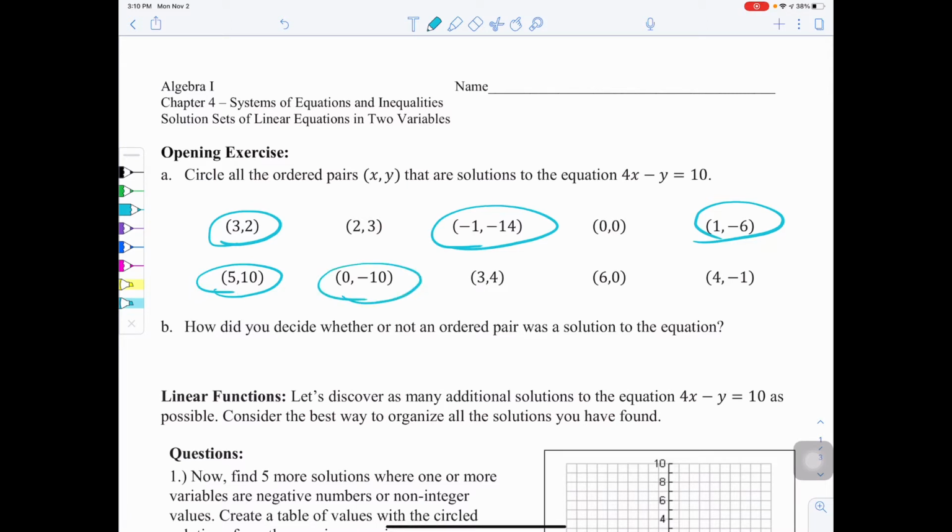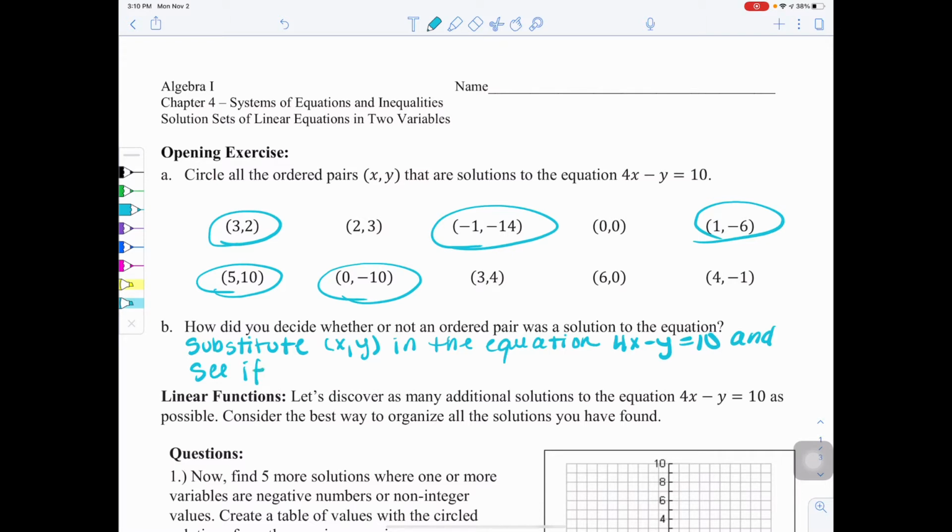For how did you decide whether or not an ordered pair was a solution to the equation? You would want to substitute whatever you have for x and y, so I'll just do (x, y) like that, in the equation. And the equation was 4x minus y equals 10. And see if the equation balances out.